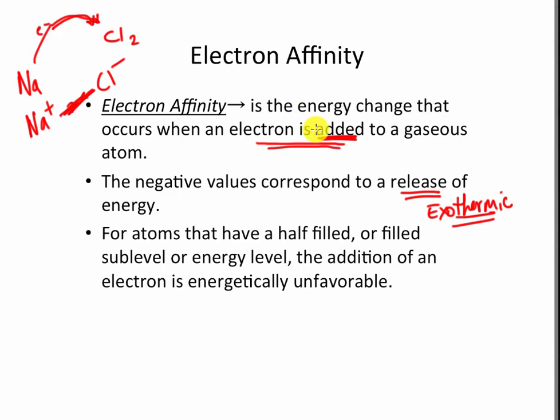So therefore, when an atom takes the electron in, it will release energy, and that's favorable, that negative energy. Now, one thing you want to look at is that atoms that are half filled, by that we mean sublevels and energy levels, it's going to be unfavorable. That means the energy is going to be positive and not negative. We're not going to get a negative value for our change in energy, because it's not favorable to put it in there.